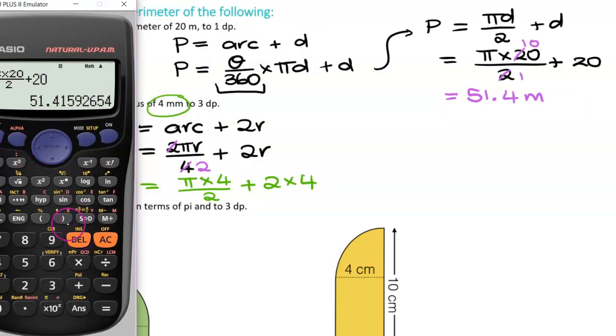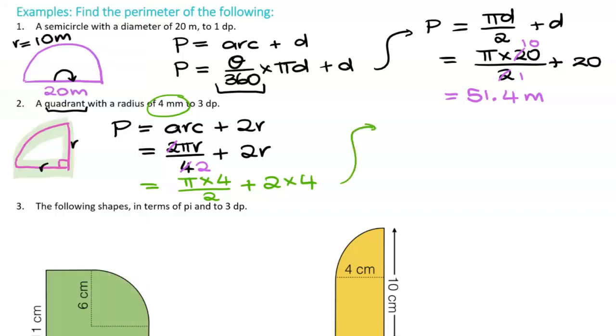Let's do our actual answer now. So pi times 4 over 2. We could have even cancelled that down a bit more, plus 2 times 4. And we want to round that to 3 decimal places, so 14.283. And our units for this are millimeters, because we're doing a perimeter, which is a length.